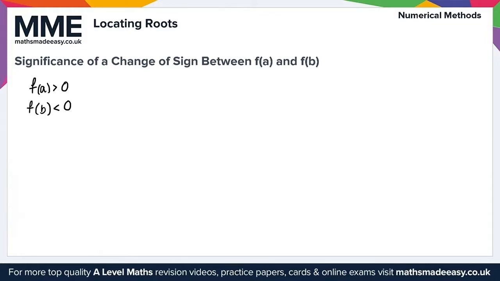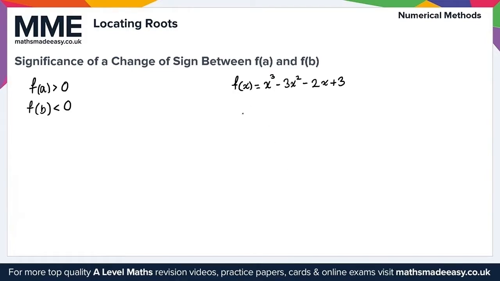So let's just take a look at a brief example then. Let's say we've got f of x, which is equal to x cubed minus 3x squared minus 2x plus 3. Okay, and what we want to do here is show that f of x equals 0 has a solution in the interval minus 1.2 to minus 1.1.